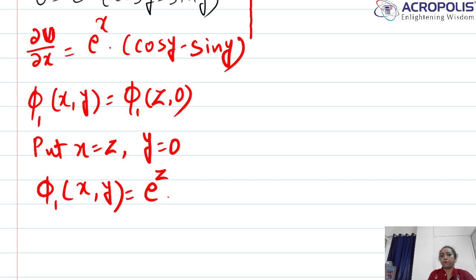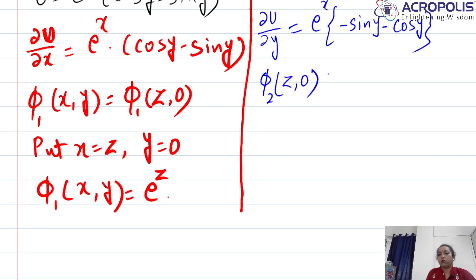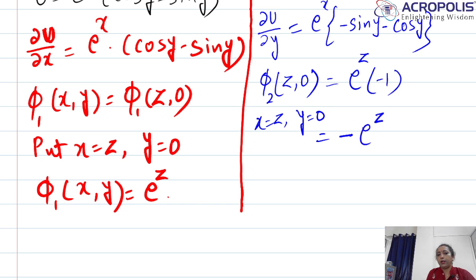And similarly, if we calculate the value of phi 2, that is del u upon del y, this is equal to e to the power x as it is, times cos y, whose derivative will become minus sin, and the derivative of sin will become cos. So we have phi 2 of z, 0, with x equal to z and y equal to 0. So we will get here e to the power z dot minus 1, which is equal to minus of e to the power z.